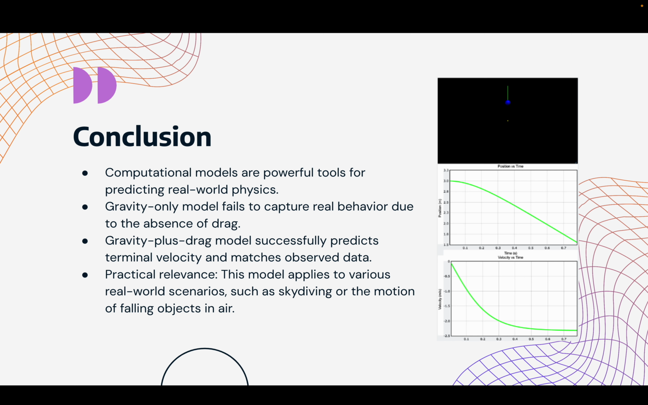So in the conclusion, this experiment demonstrates how well computational models can predict the behavior of real-world systems, especially when drag is included. The gravity-only model falls short in capturing the real behavior of a falling object, while the gravity plus drag model provides a much more accurate prediction. This understanding is crucial for various practical applications from engineering to physics.